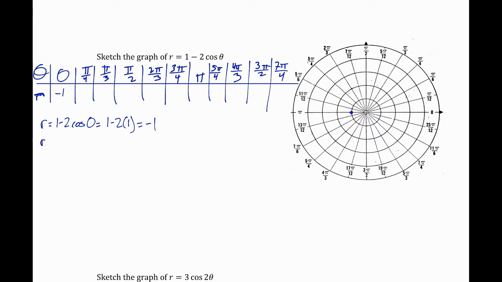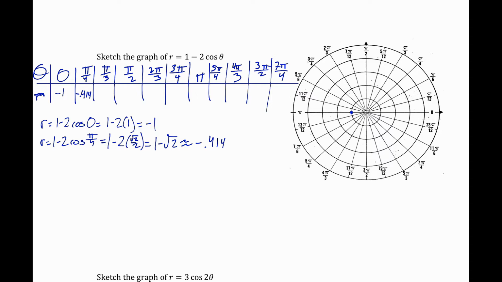Our next point, if we do r equals 1 minus 2 times the cosine of the next theta value we're using, pi over 4. We get 1 minus 2 times, if you look at the unit circle, the cosine at pi over 4 is square root of 2 over 2, which, after we simplify, we end up with just 1 minus the square root of 2. Now, that's not a nice number. We're just going to use a calculator to approximate that. We're going to say it's about negative 0.414. It's really hard to figure out exactly where the square root of 2 is when graphing, so we're going to do it as negative 0.414.